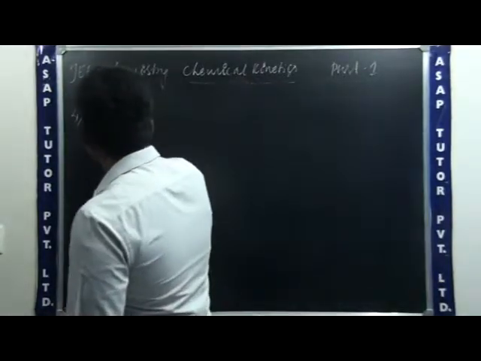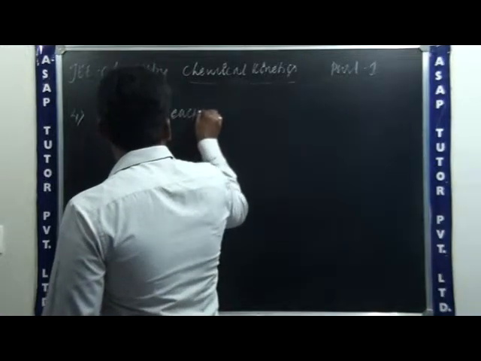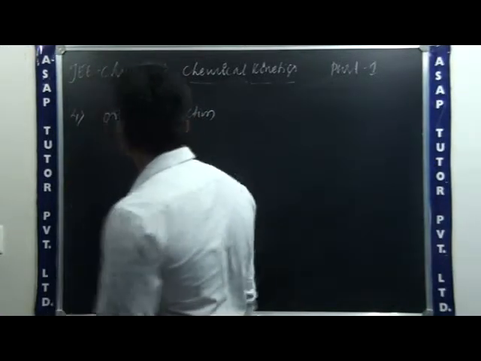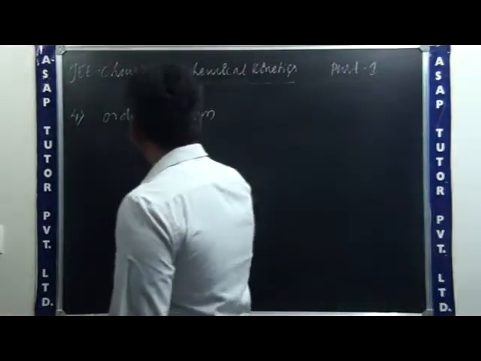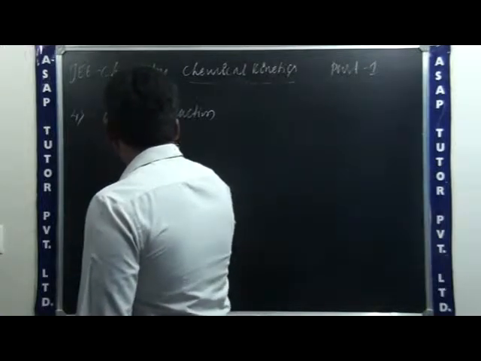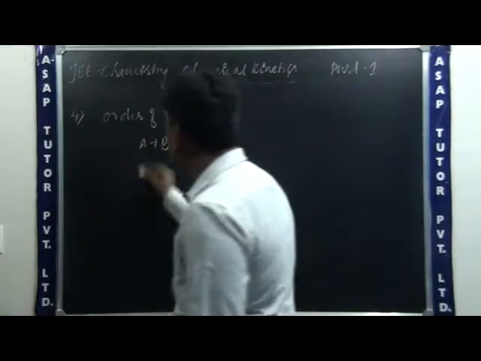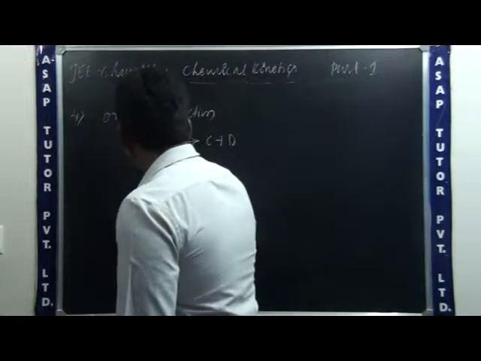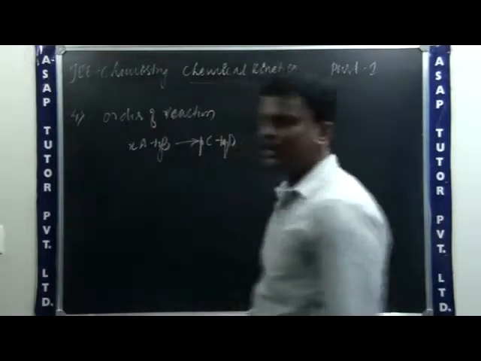Synopsis number 4, that is order of reaction. What is the definition of order of reaction? Consider the example reaction A plus B gives C plus D. Here I'll consider x number of A, y number of B, p number of C, and q number of D.